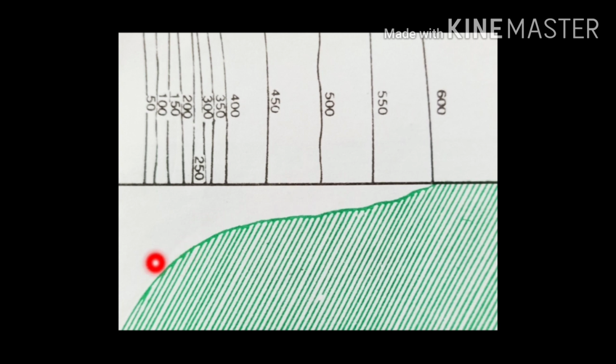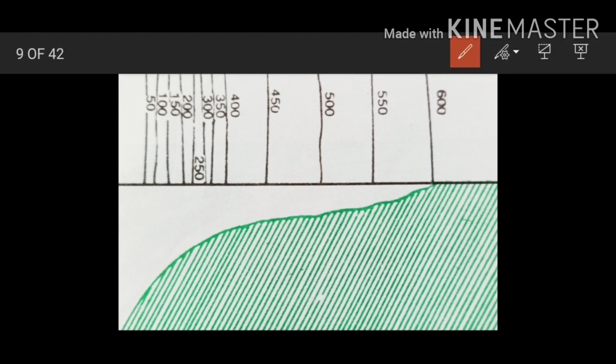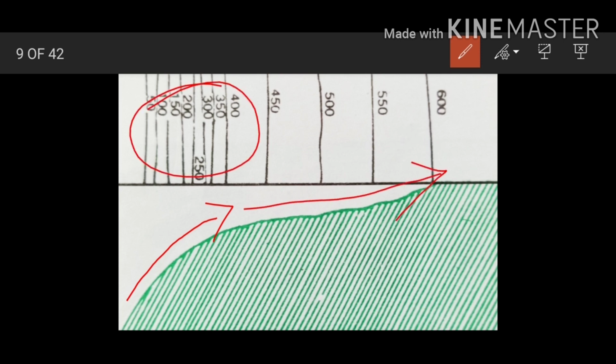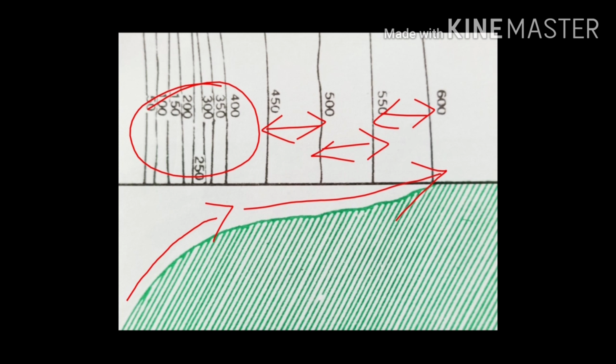So now as this slope is rising, you will see the contours, they are closely spaced, and again when it has become gentle, you will see the contours, they are widely spaced. So this is how a convex slope looks like, and if you find this kind of contours in the topographical map, you can easily identify that this area is having a convex slope.